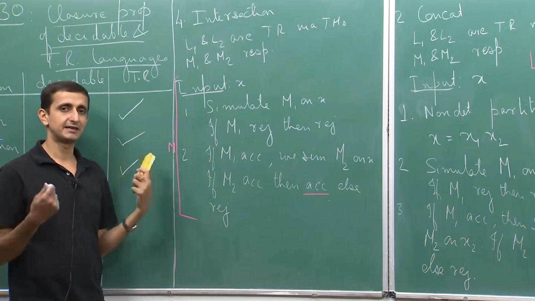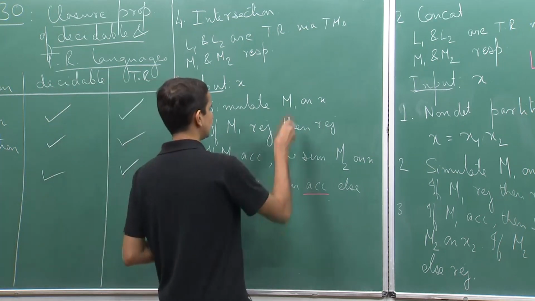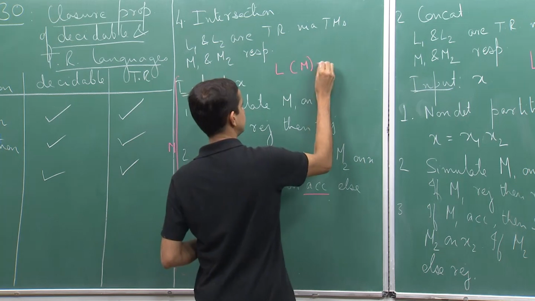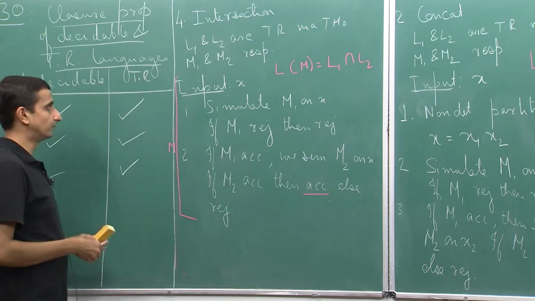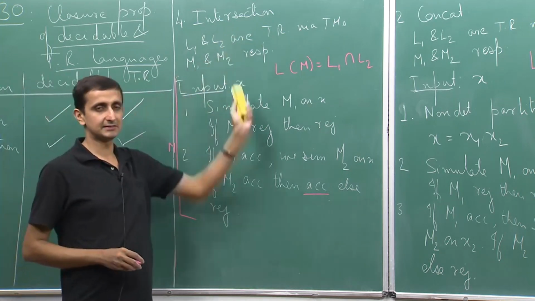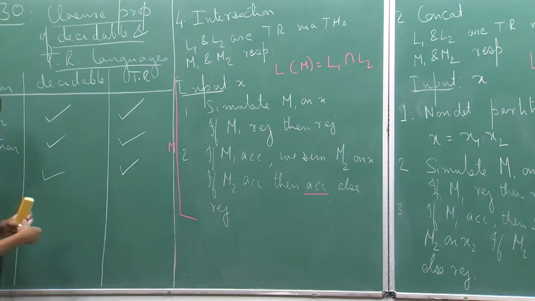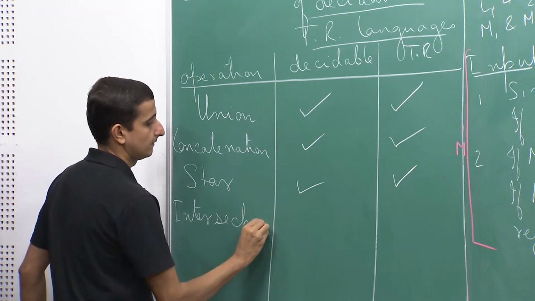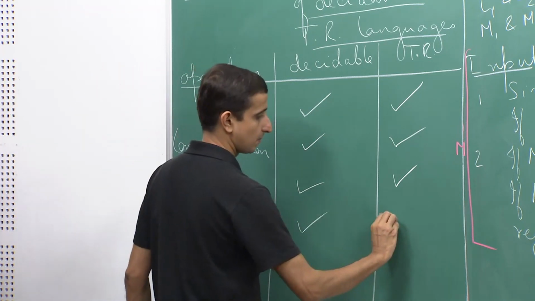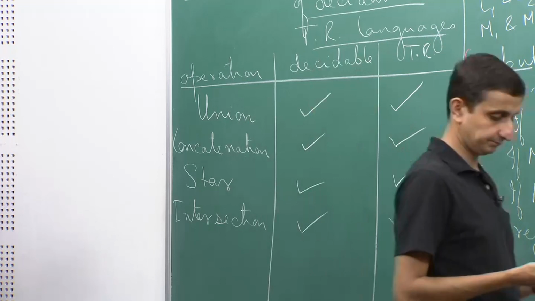Any other case, x is basically either rejected or it goes into an infinite loop. Okay. So, this ensures that the language of M is L1 intersection L2. Of course, for decidable it is the same argument and it is much easier because both M1 and M2 are halting Turing machines. Okay. So, if you look at the intersection operation, both decidable and Turing recognizable languages are closed under them. Okay.